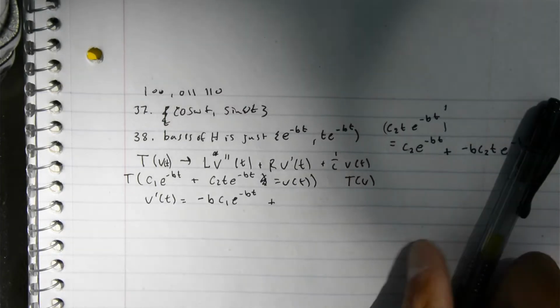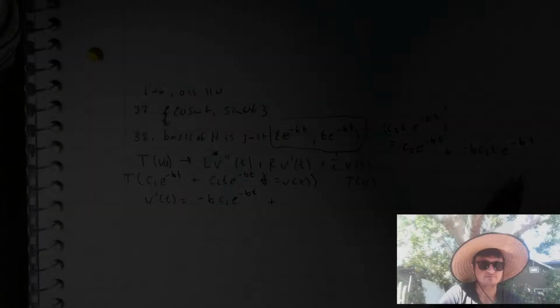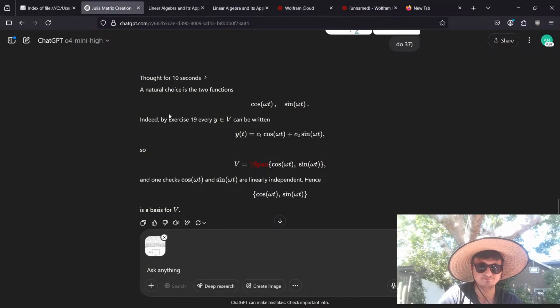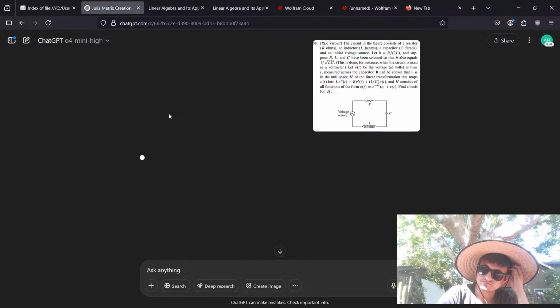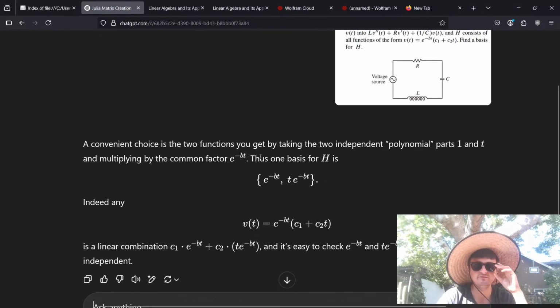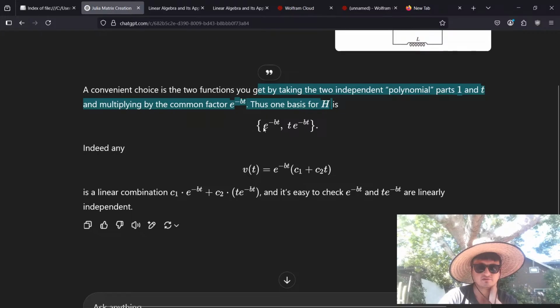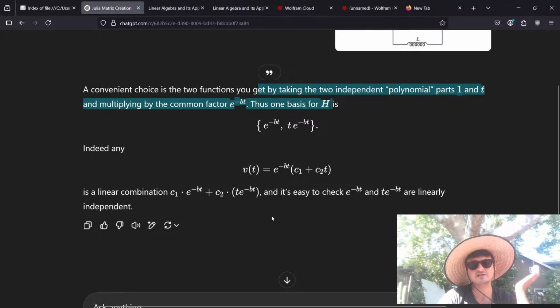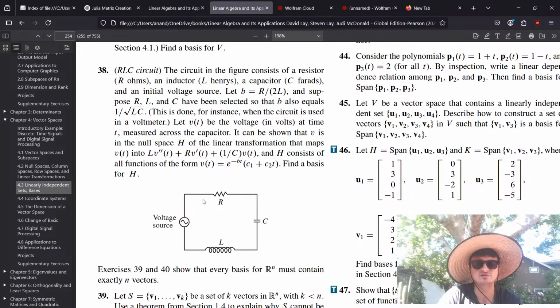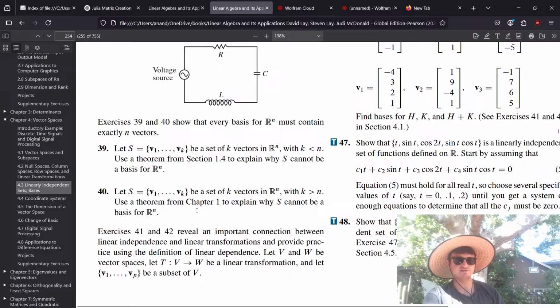All right, let's just see if this is the basis, because it seems like that's the basis. I just don't know why they went into all this stuff about B is equal to R over 2L. Oh, nice. Okay, so we did get it right. The convenient choice is the two functions you get by taking the two independent polynomial parts, 1 and t, multiplied by a common factor. Okay, that's what I thought. So it was more of a problem to make sure that you're awake. You know, they're trying to throw in a bunch of gibberish to see if they can throw you off the trail.